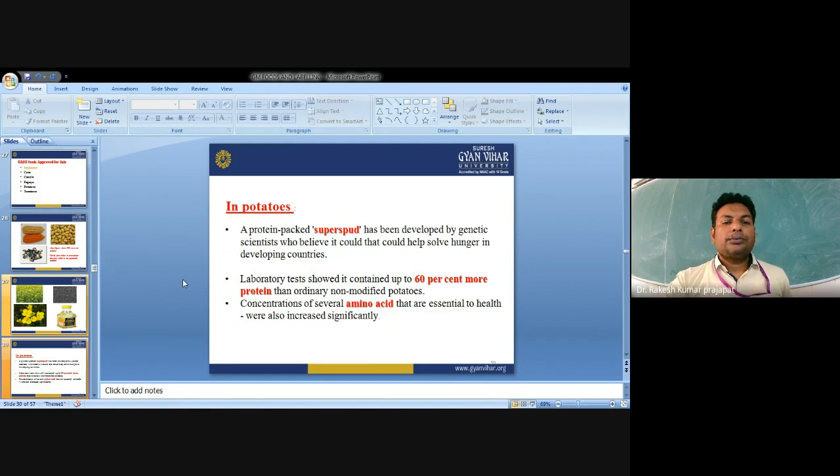In the case of potato, a protein-packed potato has been developed by genetic scientists who believe it could help solve hunger in developing countries. The laboratory test showed it contains up to 60% more protein. The concentration of several amino acids that are essential to health was also increased significantly.